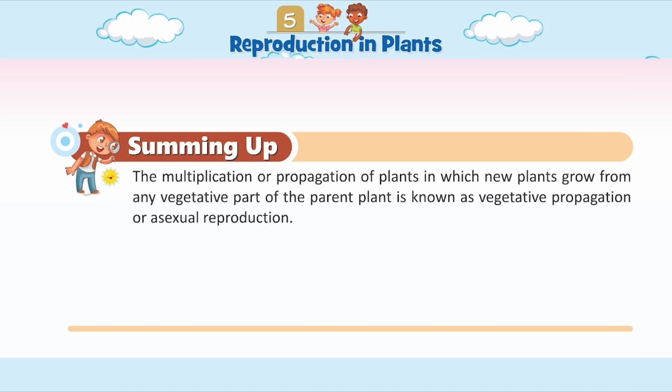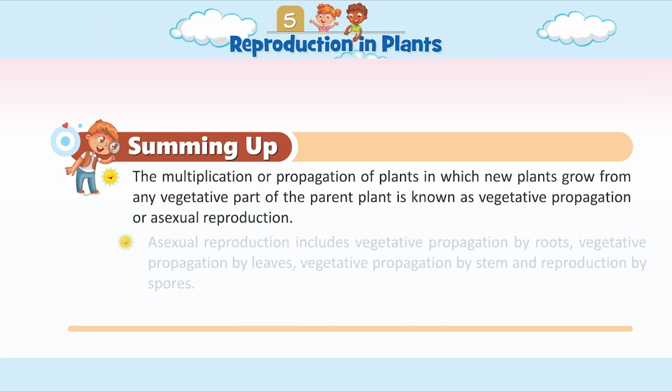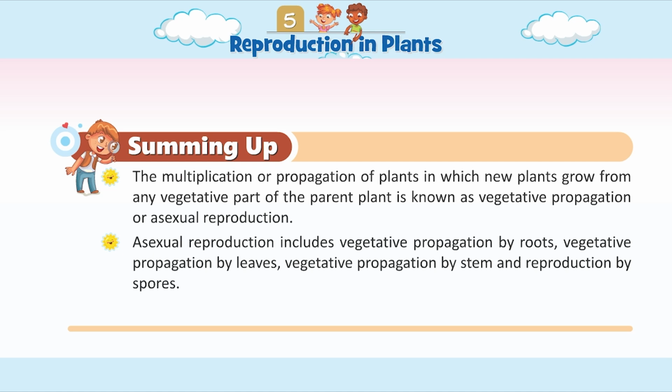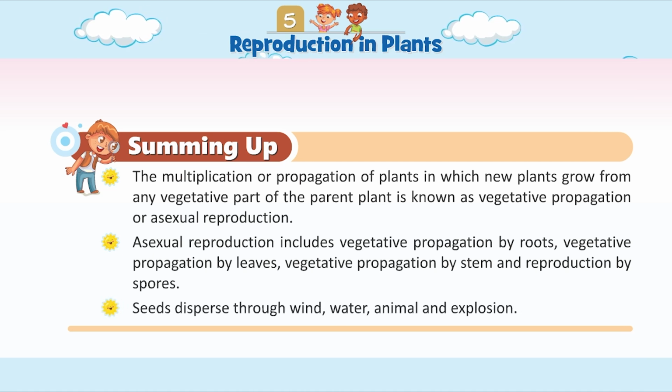The multiplication or propagation of plants in which new plants grow from any vegetative part of the parent plant is known as vegetative propagation or asexual reproduction. Asexual reproduction includes vegetative propagation by roots, vegetative propagation by leaves, vegetative propagation by stem, and reproduction by spores. Seeds disperse through wind, water, animal, and explosion.